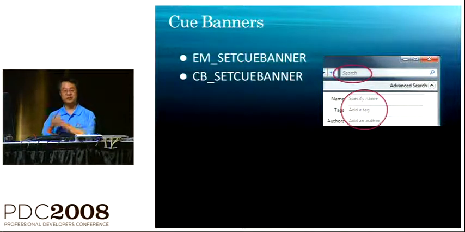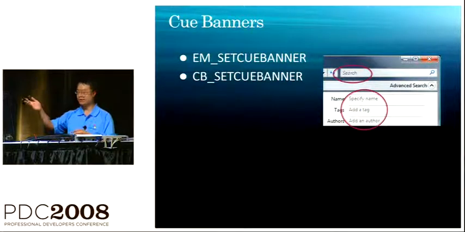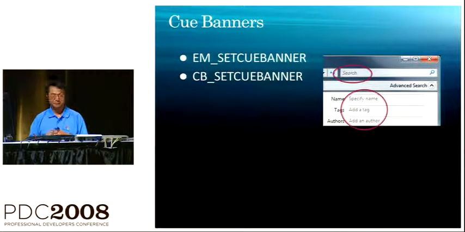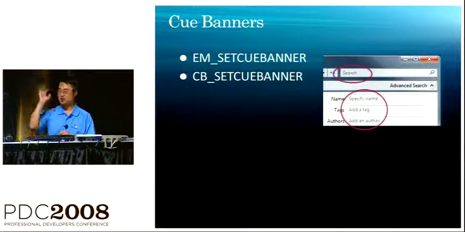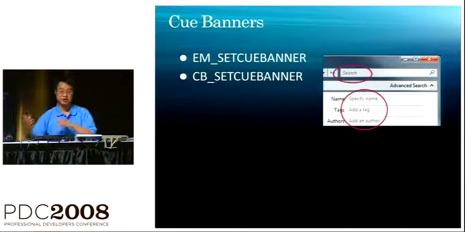Queue banners follow the push model. You tell the control what you would like to display as your queue banner. We have new messages, EM_SETCUEBANNER and CB_SETCUEBANNER. They take a string parameter, you call it, and if the control is empty, then the string shows up. If you want to change it, you just call set queue banner again with new text. If there's something in the edit control, then that's what shows up and not your queue banner.